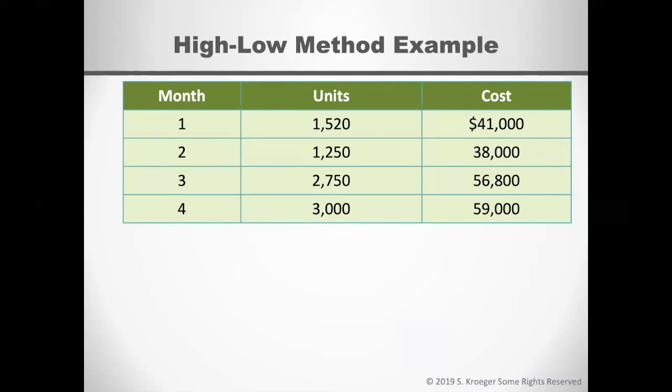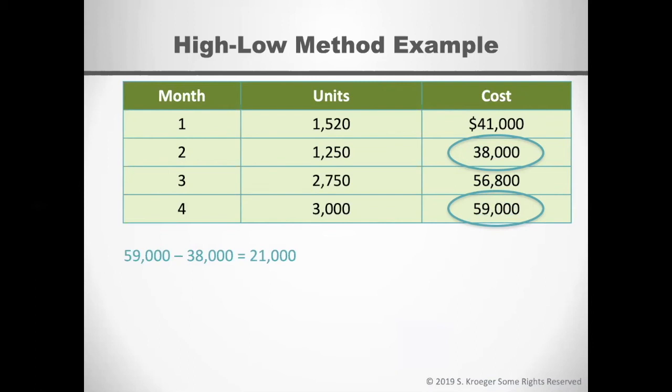In step 1, we want to divide the highest minus the lowest cost by the highest minus the lowest activity. Look at the cost column, which is the last column. What are the highest and lowest numbers here? The highest number is 59,000 and the lowest number is 38,000. We will subtract these to find the numerator in step 1. 59,000 minus 38,000 equals 21,000.